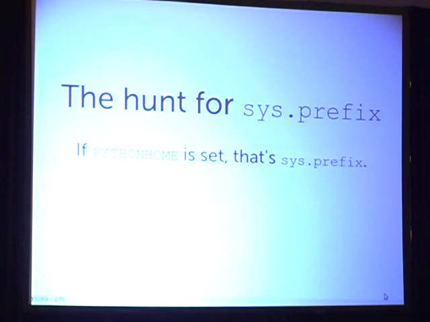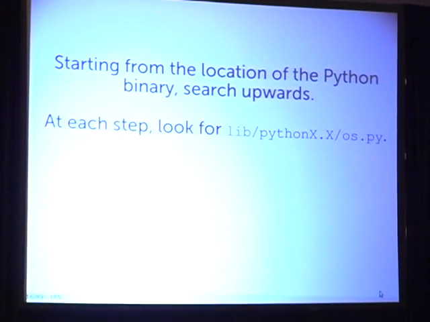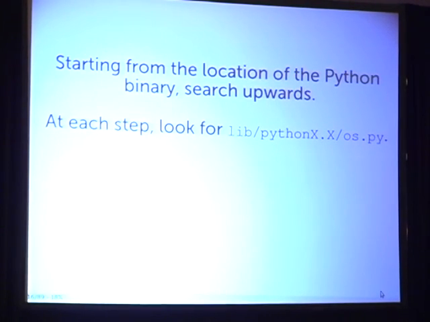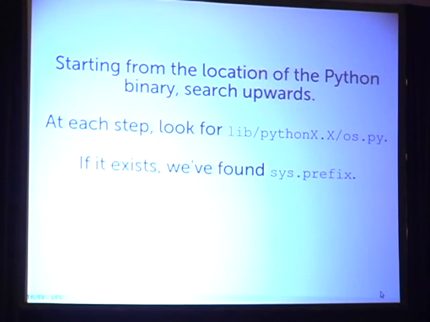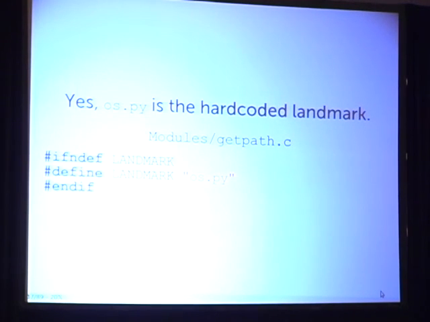If there's a PYTHONHOME environment variable set, that's sys.prefix, no questions asked. Otherwise, we start from wherever the Python binary is located that we're running and look for the relative path lib/python x.x, where x.x again is the version of Python you're running, /os.py. If that exists, we've found sys.prefix. If we never find that, we fall back on the prefix that was hard-coded into Python at build time, if you use configure --prefix when you build it. I don't know why os.py is the hard-coded landmark. I haven't looked back in the Python version history to find out what justified that. I guess it's a module that you always need, so maybe that's a good enough reason. You can see right there where it's hard-coded.